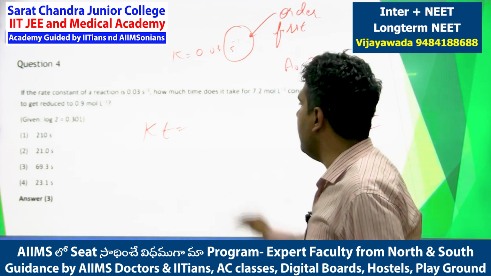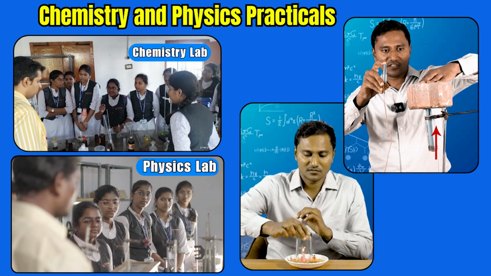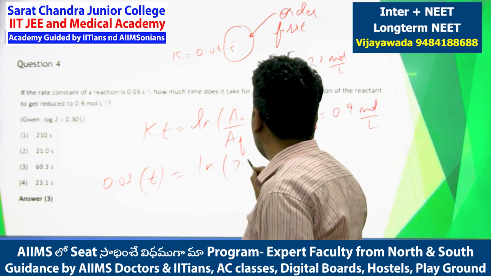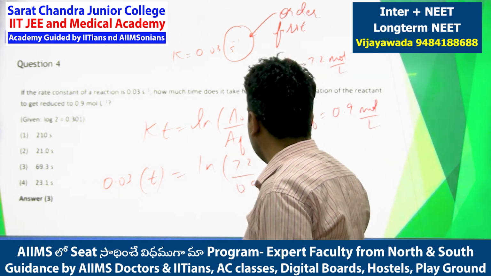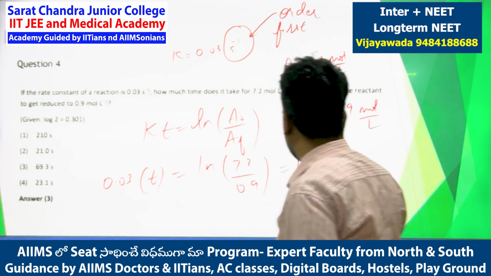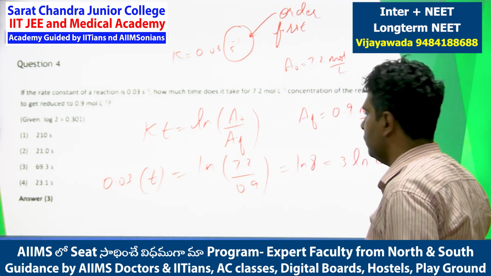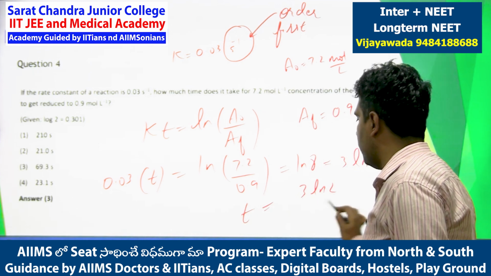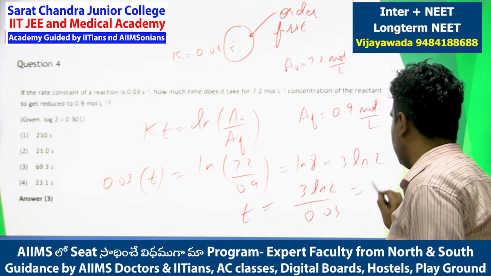So kt is equal to ln of initial concentration by final concentration. We have to find out time. The rate constant is 0.03, so we have to find the time in seconds, with ln 7.2 divided by 0.9. So this is ln 8, which can be written as 3 ln 2. So time will come out to be 3 ln 2 by 0.03, so 100 ln 2.